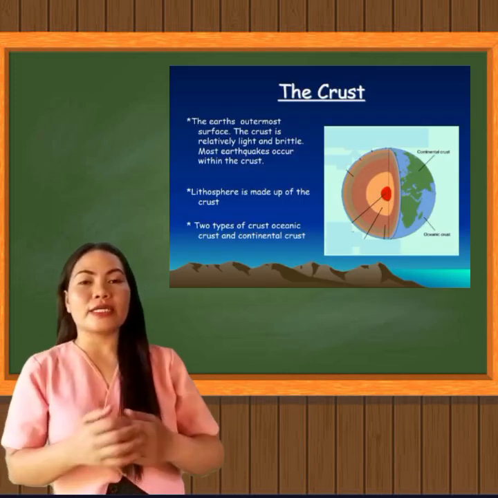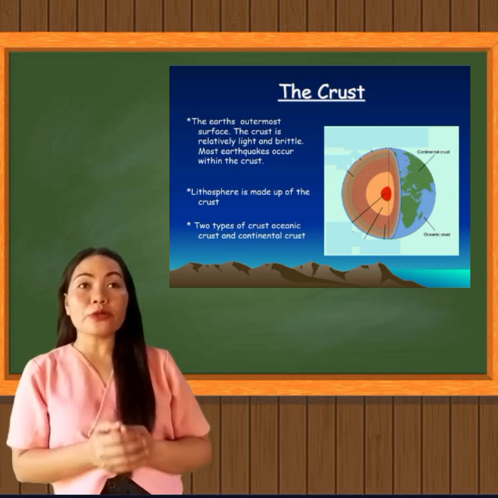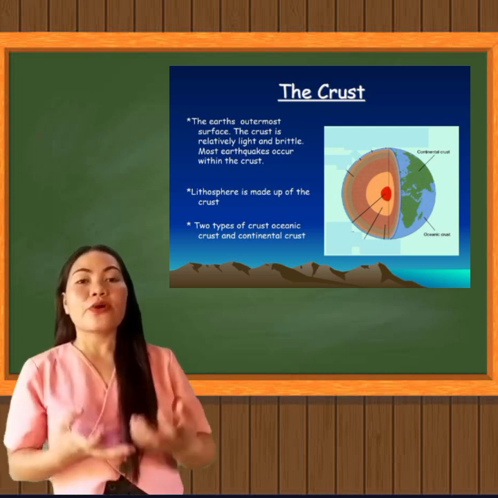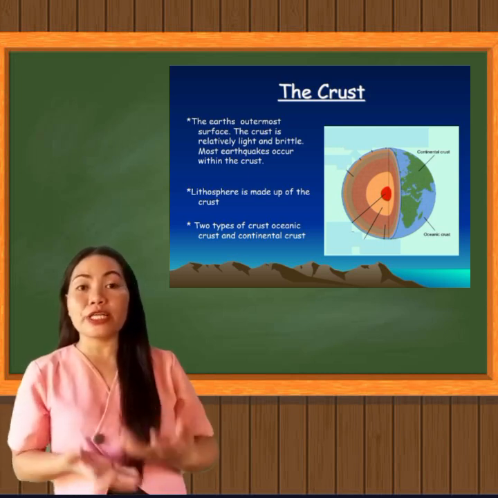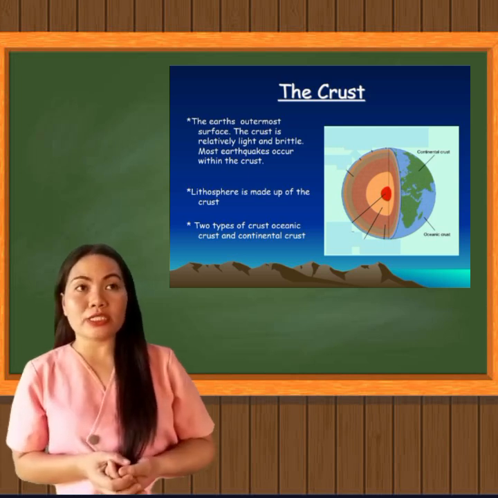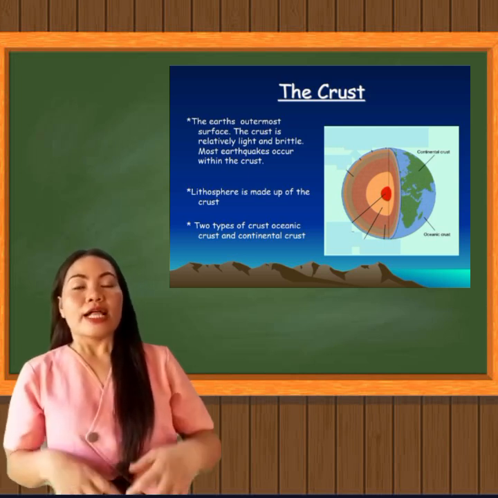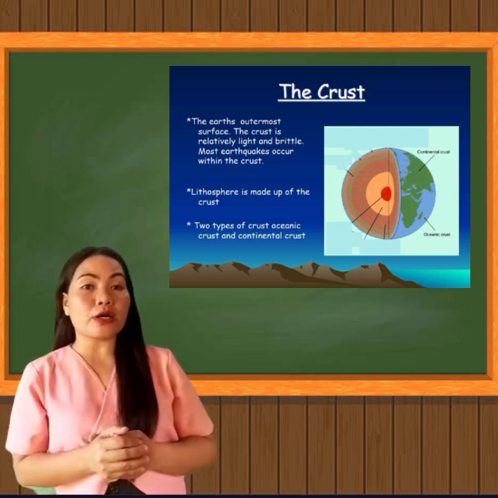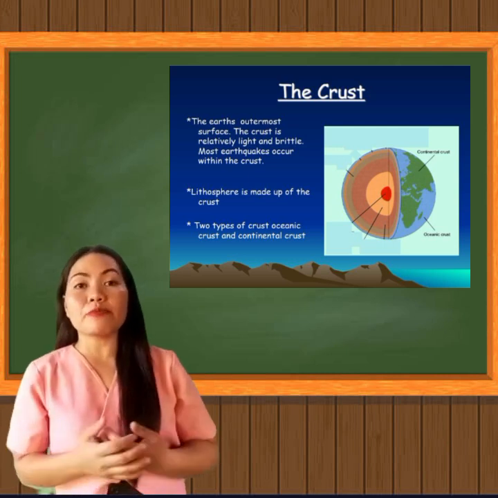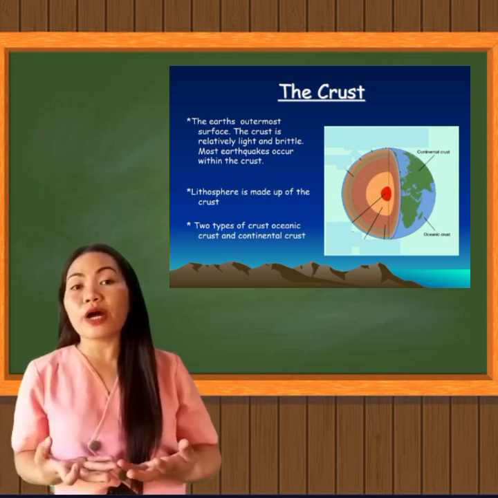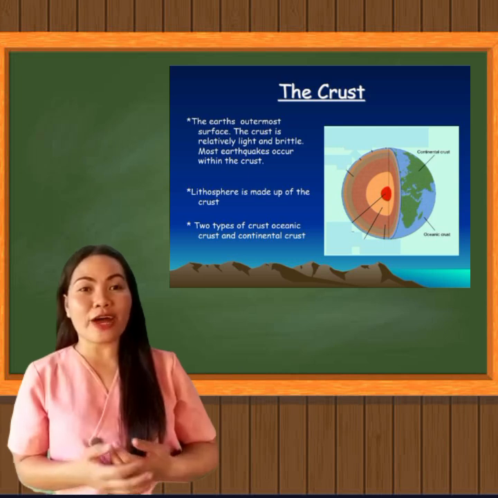So the crust. The crust is the earth's outermost surface. The crust is relatively light and brittle. Most earthquakes occur within the crust. The lithosphere is made up of the crust. There are two types of crust, the oceanic crust and the continental crust.